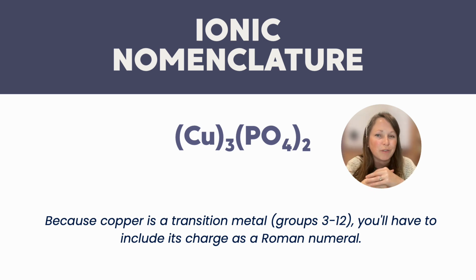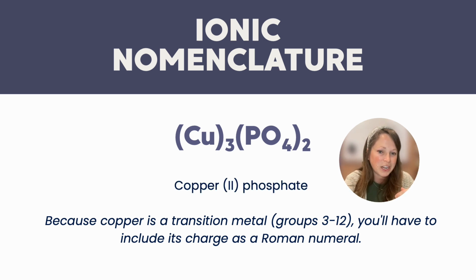All right, so each phosphate ion has a charge of -3. -3 times 2 gives me a net charge of -6, right? But does that mean it's copper(VI) phosphate? No, because I have 3 atoms of copper that create that +6 charge. So 6 divided by 3 means that this is copper(II) phosphate. So that's about as tricky as it gets, but thankfully the math is not too difficult for this.